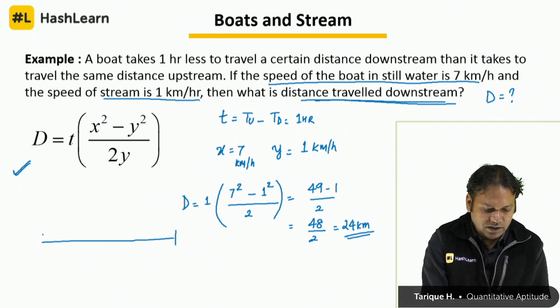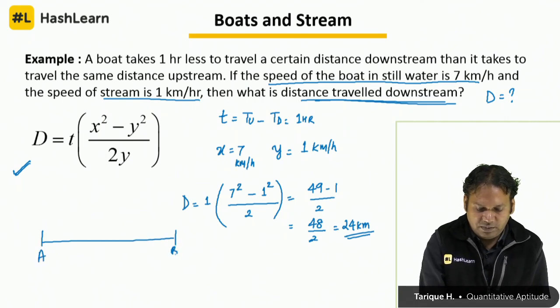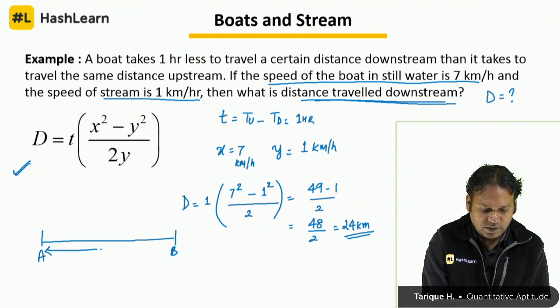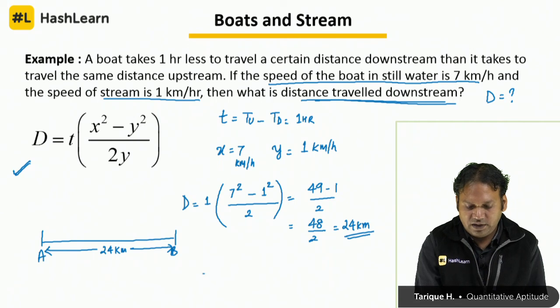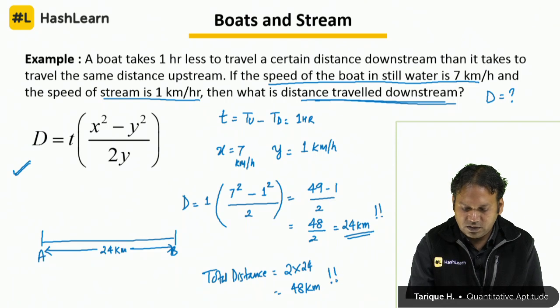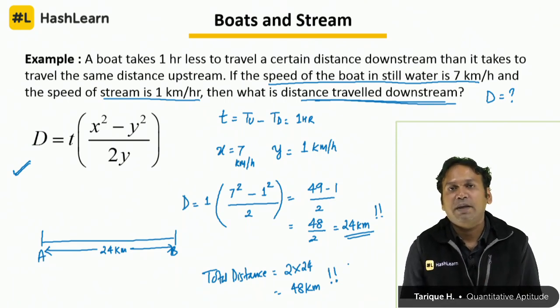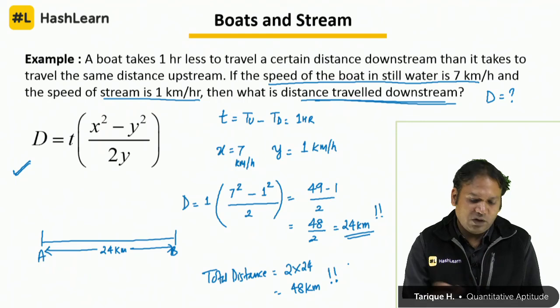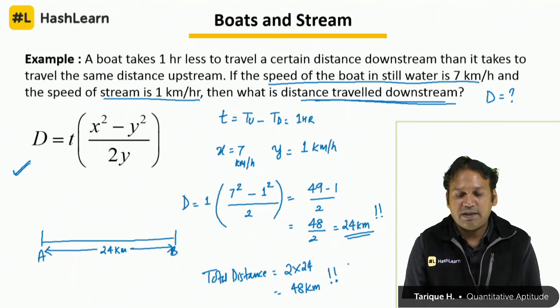That means the distance between the point A and B is 24 kilometers. Suppose they ask total distance here, then it will be 2 into 24, 48 kilometers. So again you see, what are they asking in the question? Are they asking this, keep in mind, or are they asking total distance? What are they asking in the examination? If you calculate everything and get the wrong answer, that is the worst thing to do in the examination.